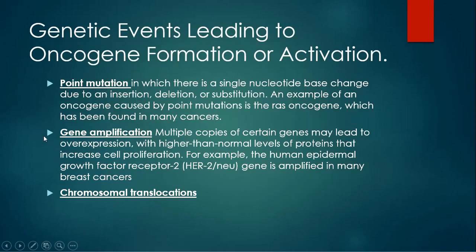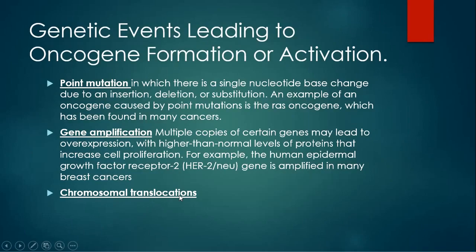The second event that can lead to oncogene formation or activation is gene amplification. Multiple copies of certain genes may lead to overexpression with higher than normal levels of proteins that increase cell proliferation. For example, the human epidermal growth factor receptor 2, the HER2/neu gene, is amplified in many breast cancers. And thirdly, chromosomal translocations.